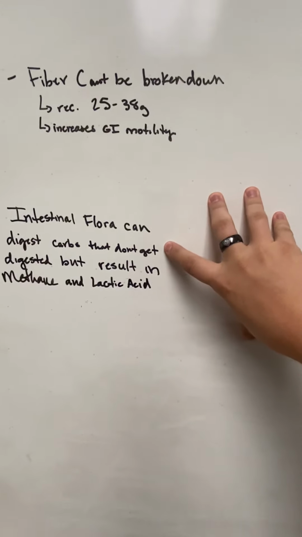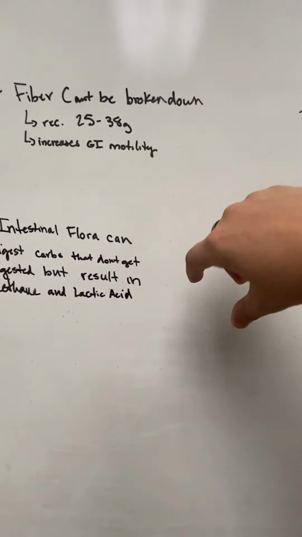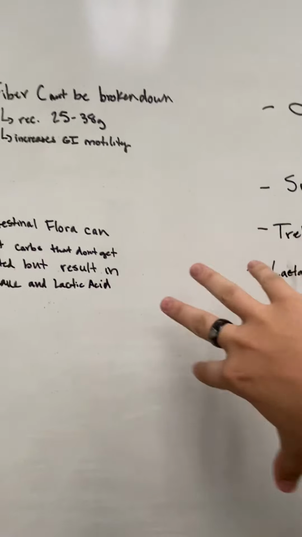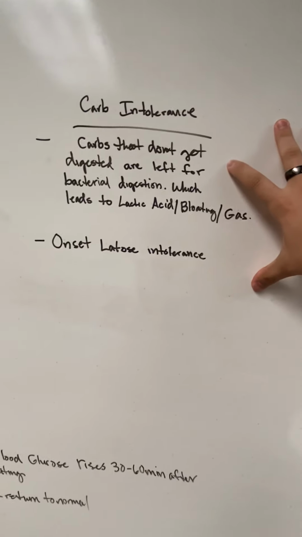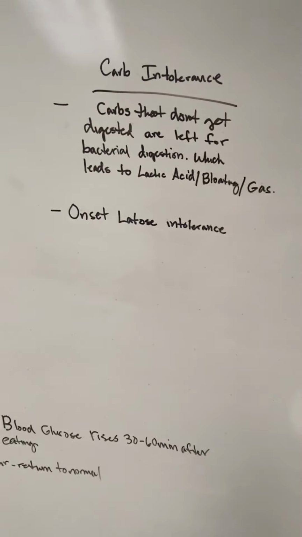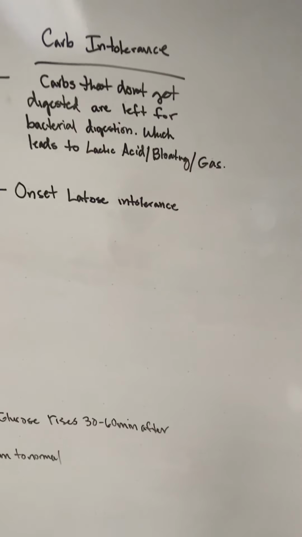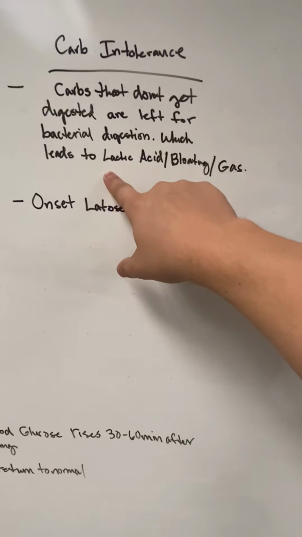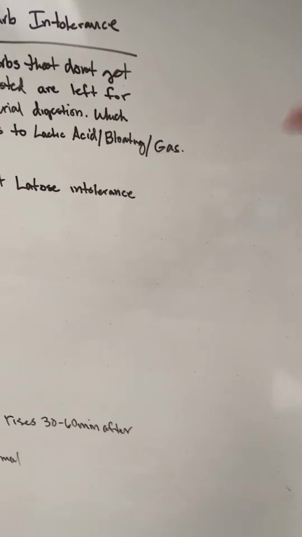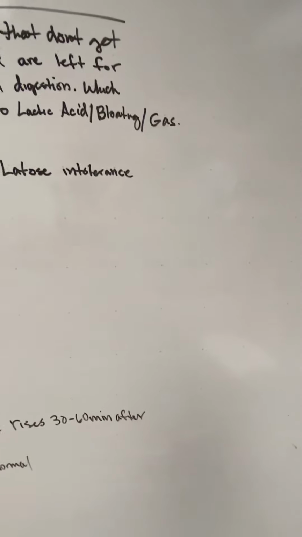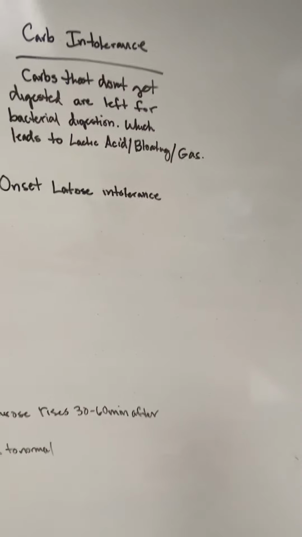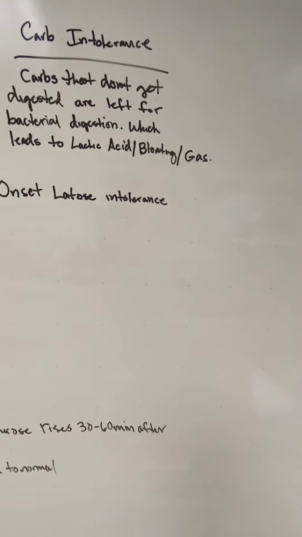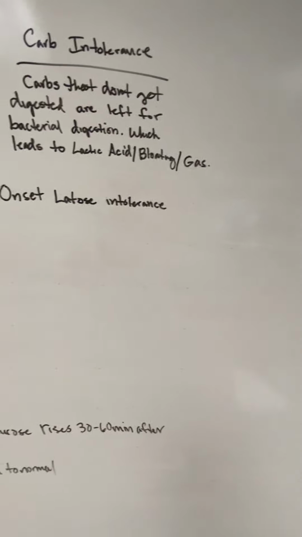Intestinal flora can digest carbs that don't get digested. So because of that, you get methane and lactic acid. And I mentioned that again in the carb intolerance. So carbs that don't get digested become digested by bacteria or the flora, and it leads to lactic acid, bloating, and then methane, right? Gas. And then another note to have is that we have onset lactose intolerance. So just as we age, it's harder for us to be tolerant to lactose.